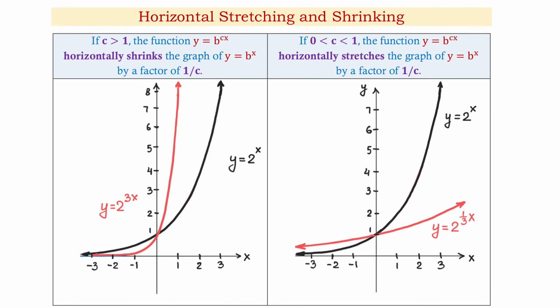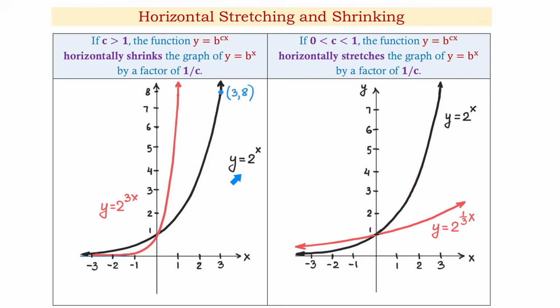And now the last transformation is the horizontal stretching and shrinking. If in the function y equals b to the x power, we multiply x by a constant c, and this c is greater than 1, then the graph will shrink horizontally. In this figure, the graph of the function y equals 2 to the 3x is obtained by horizontally shrinking the graph of the function y equals 2 to the x power by a factor of 1/3.